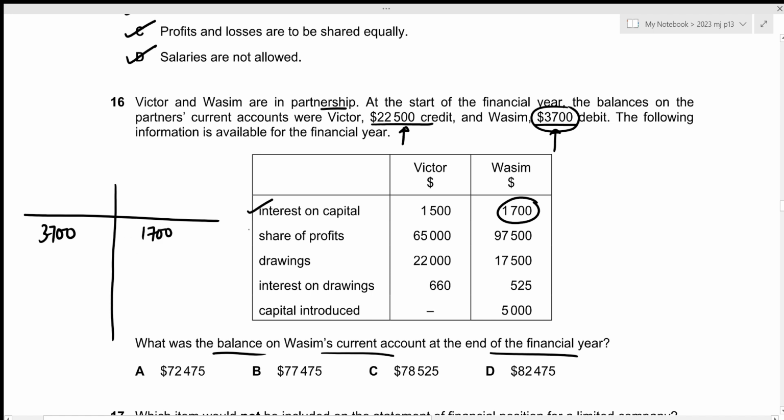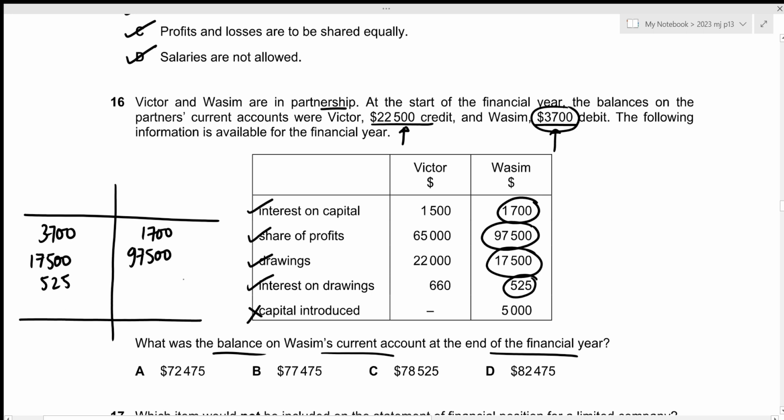We then have share of profits, which again is something that the partners will receive. So that goes as part of our receipt on the credit side. We have drawings, which Wasim will need to pay to the partnership. So this is our payment, which goes towards the debit side. Then we have interest on drawings, which is again something that the partners will have to pay to the partnership. So this is a payment, which will go towards our debit side. Then we have capital introduced, which will be recorded on the capital account, not the current account. Okay, now we can figure out our closing balance.